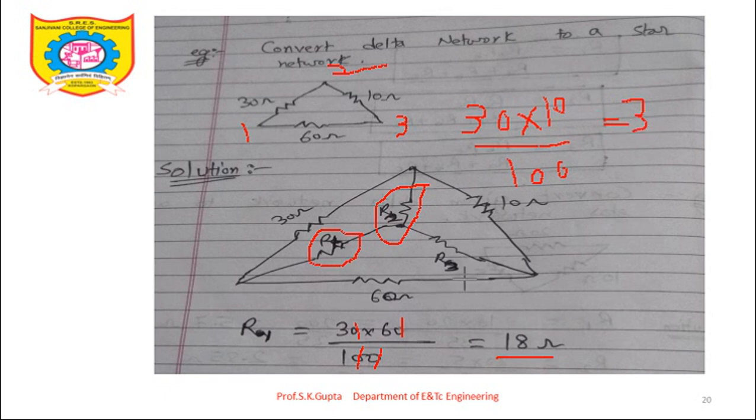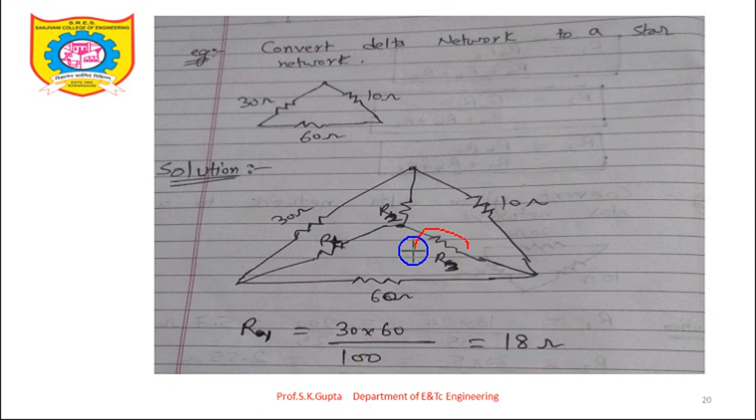Now similarly, what is the value of R3 resistance? To R3 resistance, 60 ohm and 10 ohm are connected. So take the product 60 into 10 divided by sum of all resistances, which is 100. So 0 0 again cancel. So 6 into 1, 6 divided by 1. So the answer is 6 ohm.